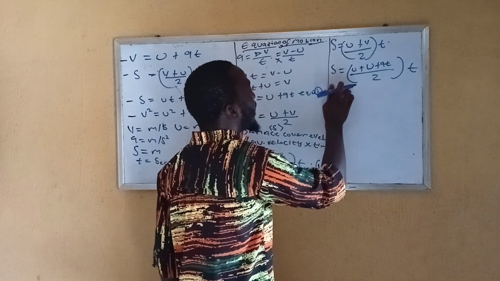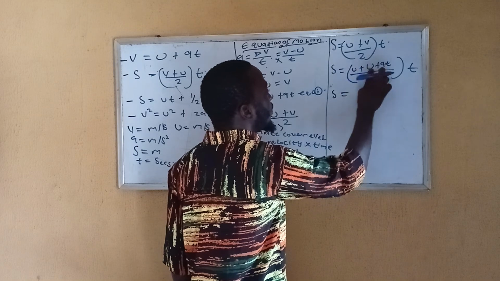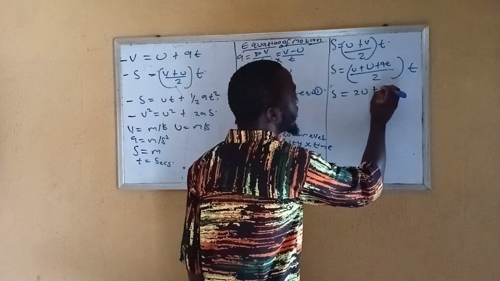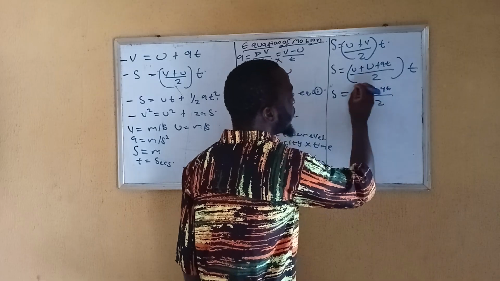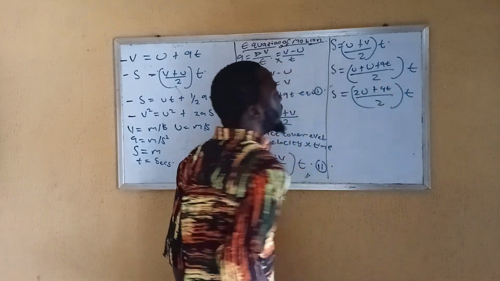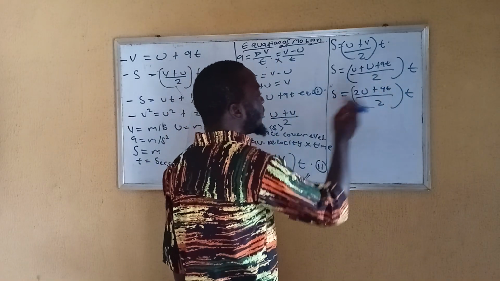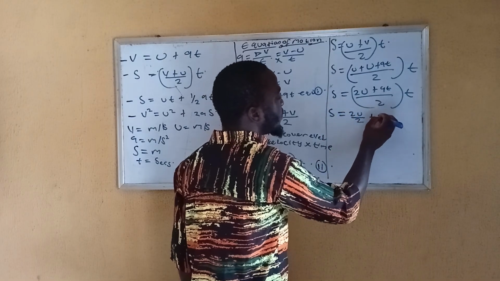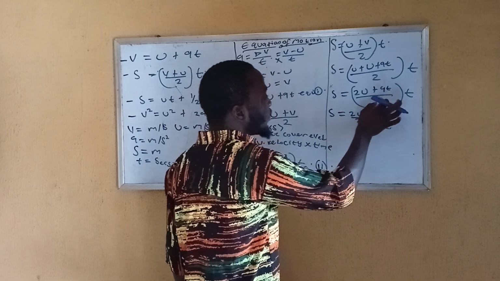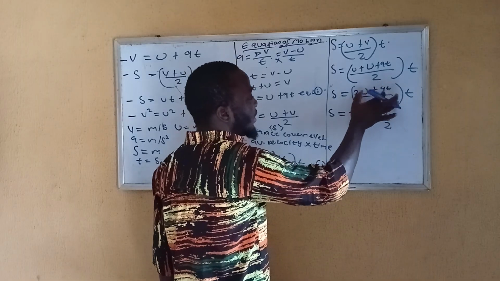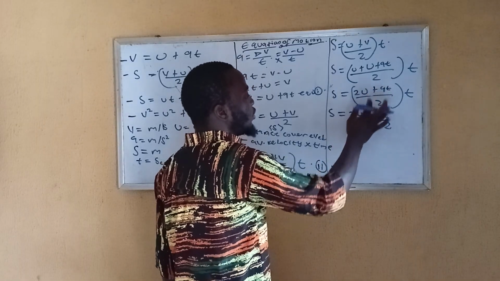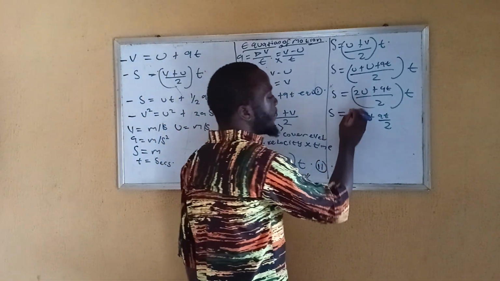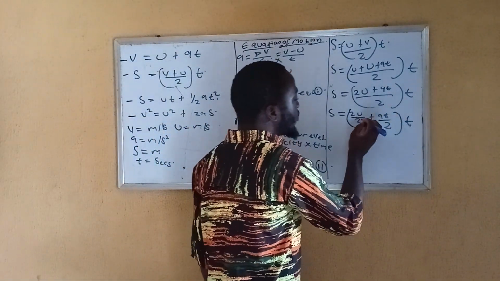Now let's start arranging. We have s is equal to u plus v is 2u, just like 1u plus 1u is 2u, plus at, all over 2 multiplied by t. Now splitting this, we have s is equal to 2u over 2 plus at over 2, everything multiplied by t. Now 2 can cancel 2.